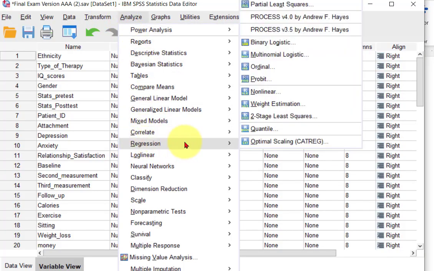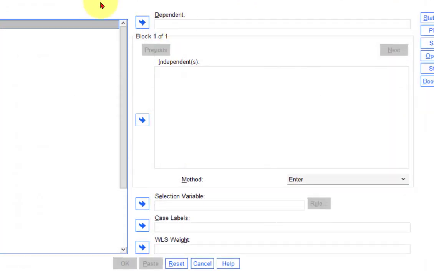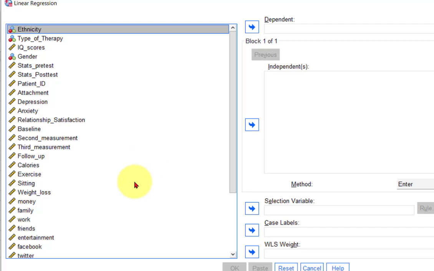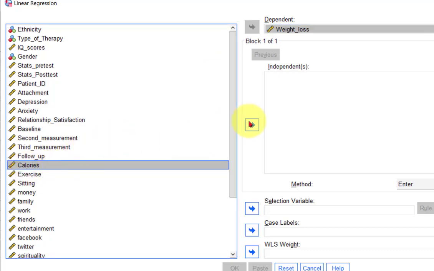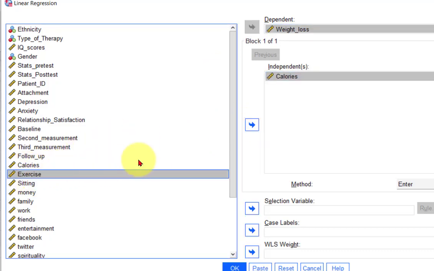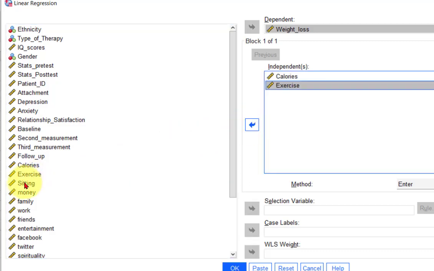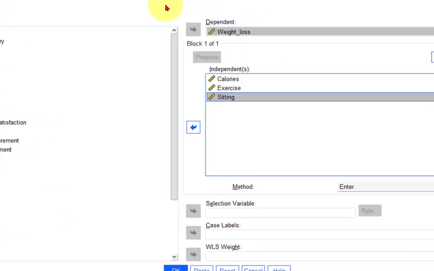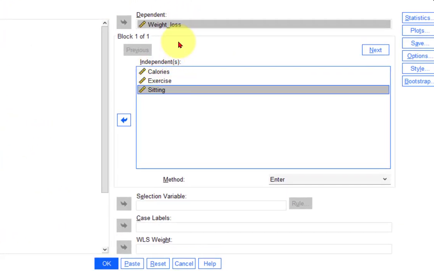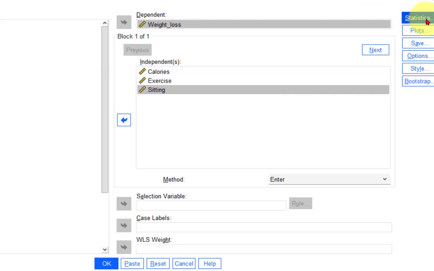Analyze, regression. Get in there, you. Regression. And we always assume linearity. It's up here off screen. Sorry, you guys, but it's linear. And the DV was weight loss, right? Boom. That's your dependent variable. And then does calories, exercise, sitting. Did I get those? These are the predictor variables. Do they predict weight loss? Yes or no? Okay, so statistics.